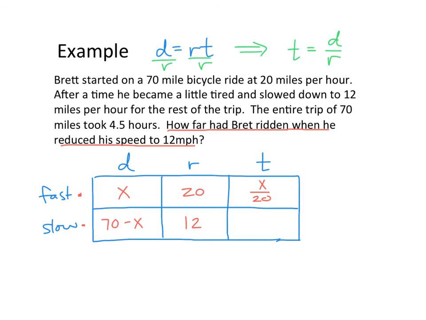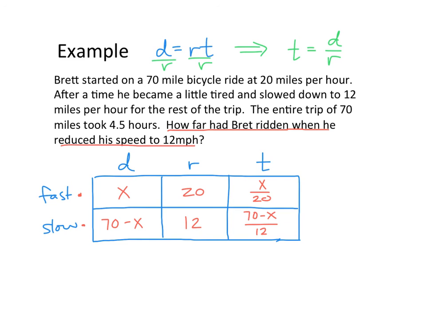And in the slow row, we know again that the distance, which is the expression 70 minus x, divided by the rate, 12, is the time. So, recapping, if you ever know all but one of the boxes in any row, you can use your literal equation, your formula, to solve for an expression for the last.